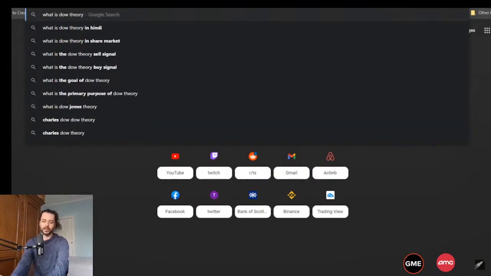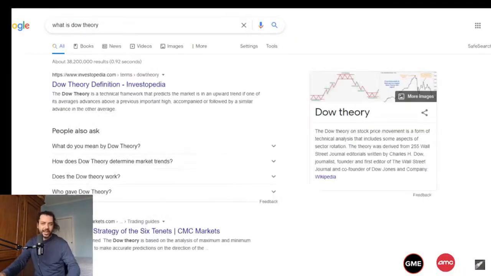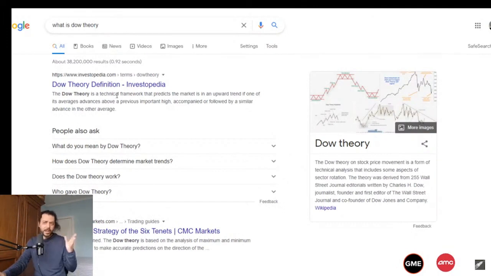What is Dow theory? Okay, this is the Jeopardy style answer to that question. Dow theory is a technical framework that predicts the market in an upward trend if one of its averages advances above a previous important high, accompanied by or followed by a similar advance in the other average.